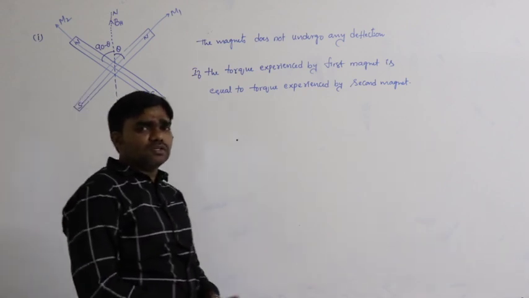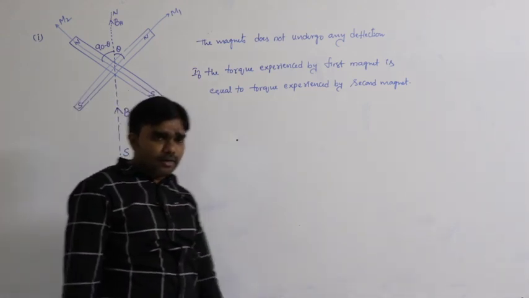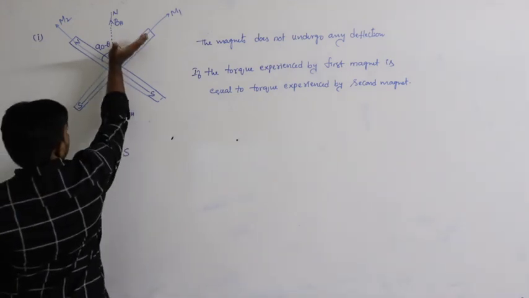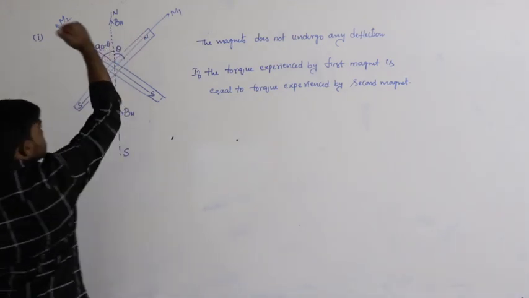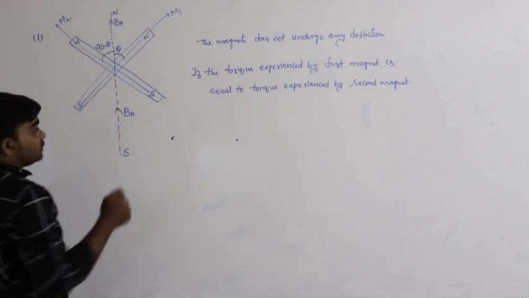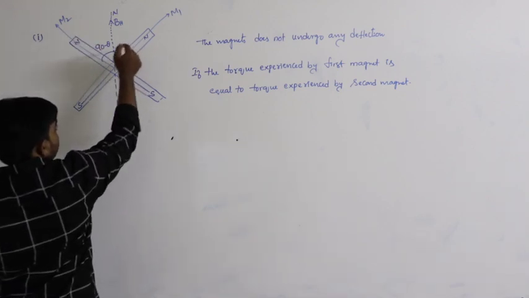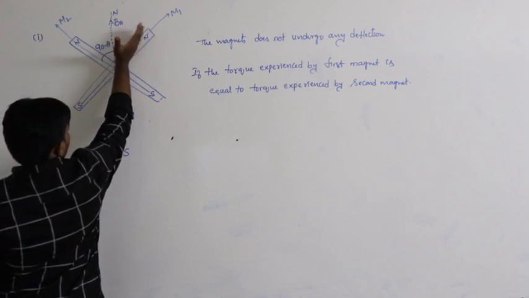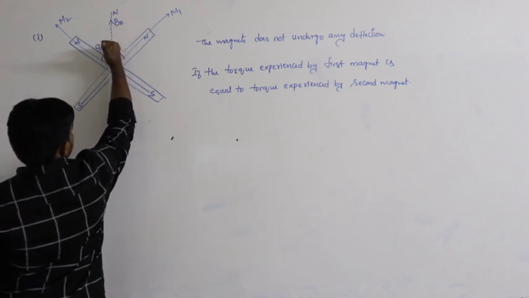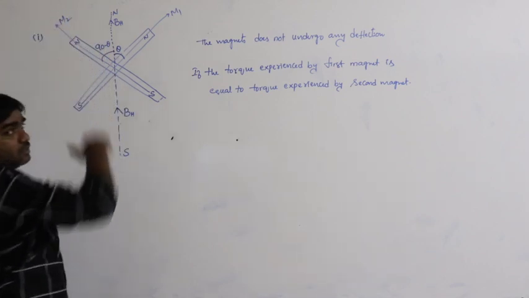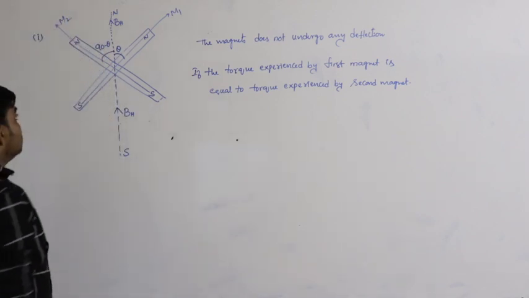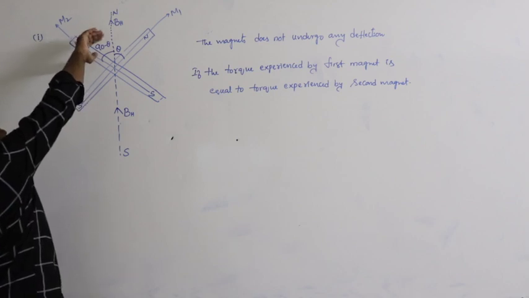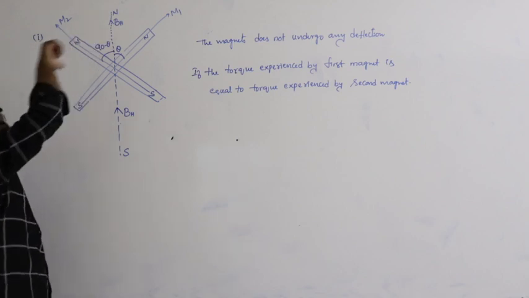What is the direction of the torque? Cross product of m bar and B bar. See here, this is m and this is B. What is the direction? It is outwards. What is the direction of the torque on the first magnet? This is the direction of m1 and this is B bar. Curl the fingers towards B. What is the direction of the torque? Outwards. The direction of the torque is outwards. In the same way, for the second magnet, this is m2, and with the curling of the fingers, the thumb indicates inwards.